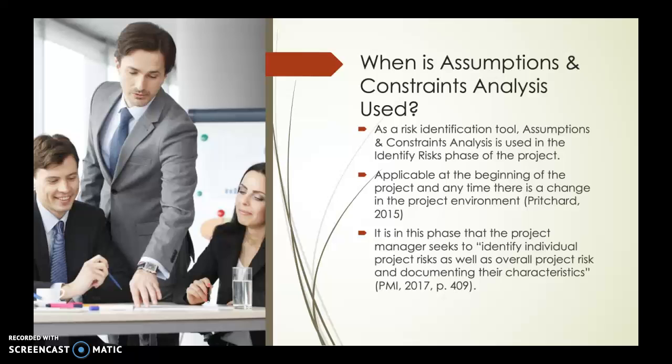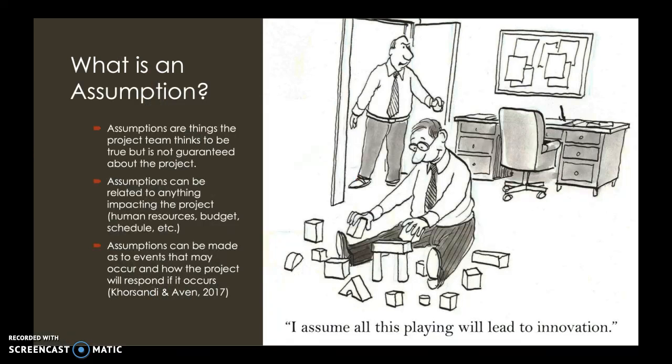It's in the identify risk phase that the project manager seeks to identify individual project risks as well as overall project risk and document their characteristics. And assumptions and constraints analysis is a useful tool for accomplishing that purpose. In order to accurately use the tool, we need to identify and define our terms. So we start with an assumption.